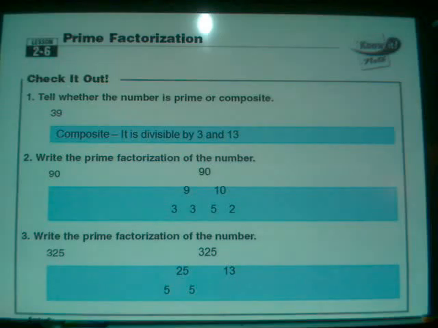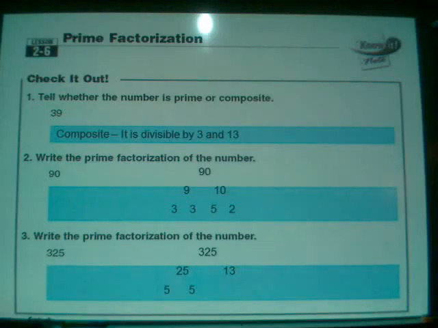So 39 divided by 2, that doesn't work, but 39 divided by 3, well, that's a dead giveaway right there. 39 divided by 3 is 13. Since something else goes in, that makes it automatically composite. Don't have to test anything else. We're just proving prime or composite.